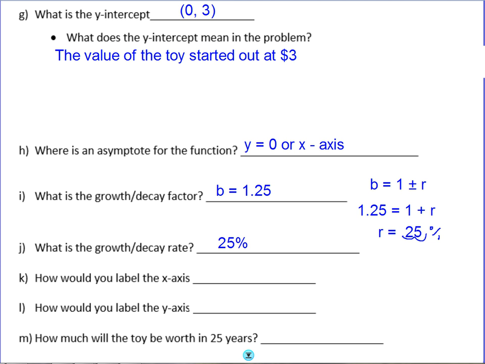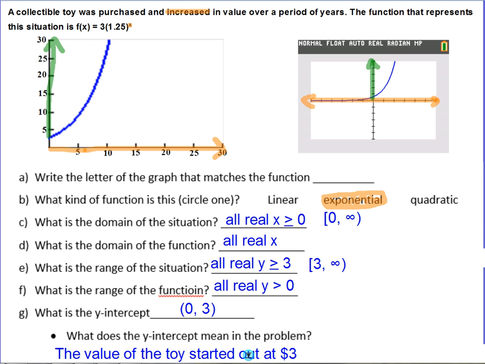All right, how would we label the x-axis? Well, this is talking about the value of something over a period of years. Years is time, so the x-axis would be years. And this would be the value of the toy on this side. Okay.